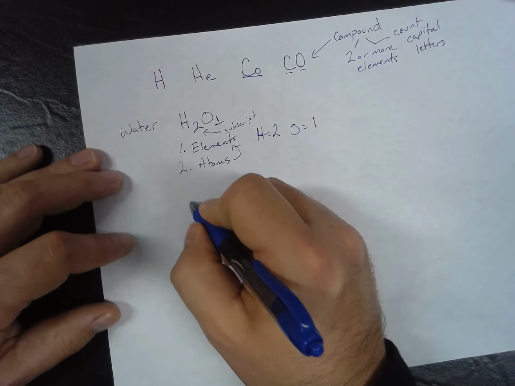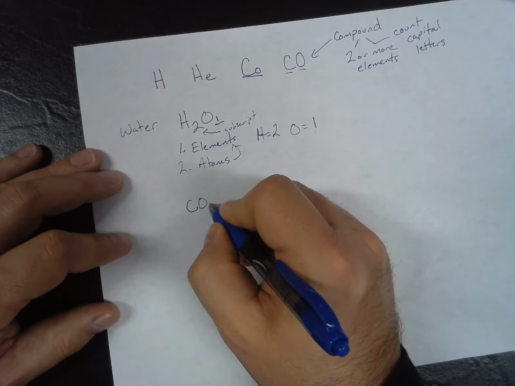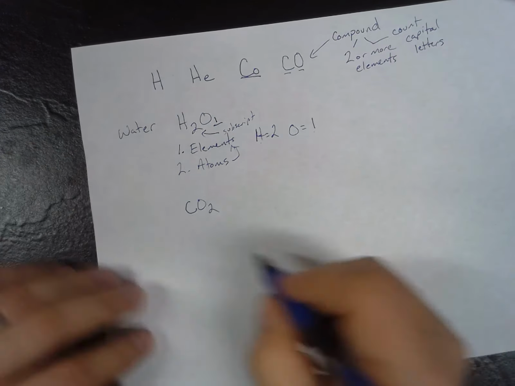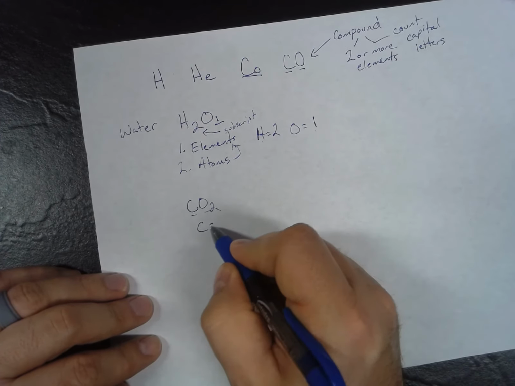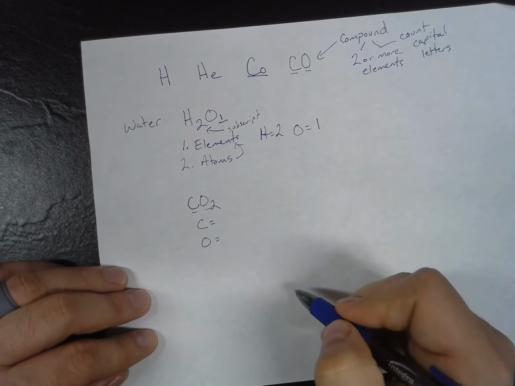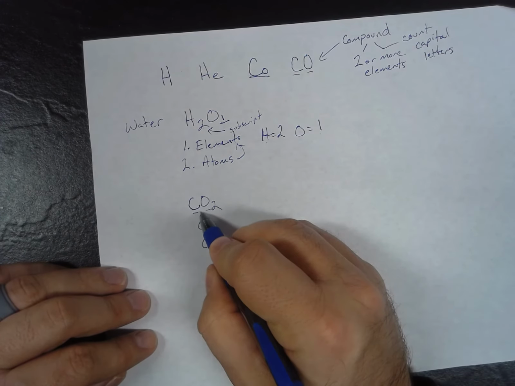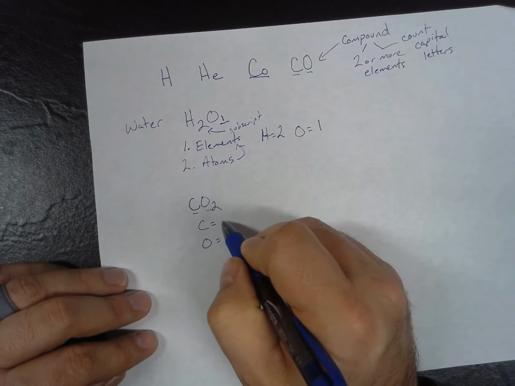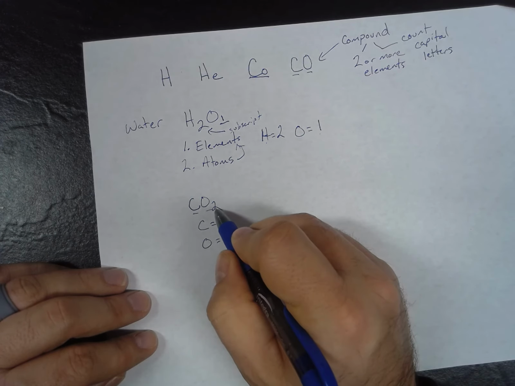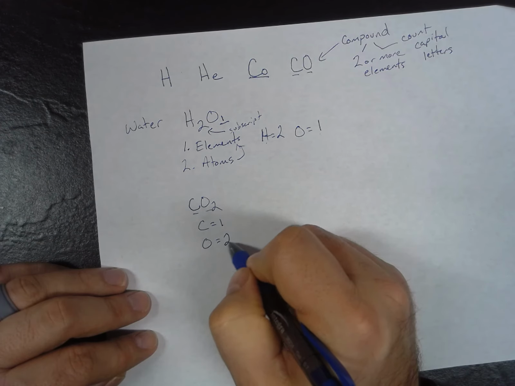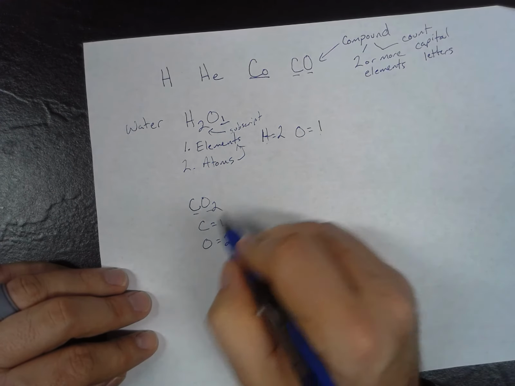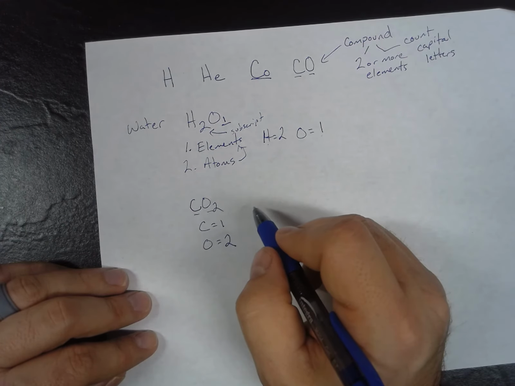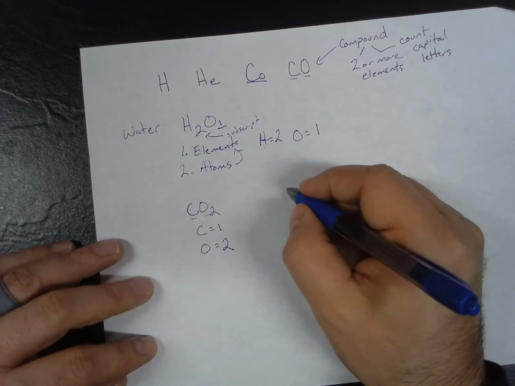So let's look at another one. We have CO2. Because I have two capital letters, I have two elements. I have carbon and I have oxygen. If you look, every element is going to have a subscript, but this one is invisible, so it's a 1. Oxygen has 2. Okay, so what we're doing is called counting atoms. Let's try another one.